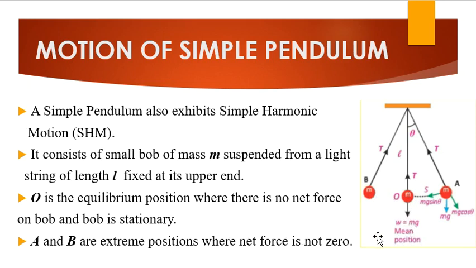So O is basically the mean position, and the mean position is the position where there is no net force acting on the bob. This means our bob is stationary, it is at rest. Now you can see two more positions here, position A and position B. These are known as extreme positions, and in these positions the net force is not zero. This means there is some net force acting at position A and position B. So you must distinguish between position O and positions A and B. At position O there is no net force, and at positions A and B there is a particular net force acting.